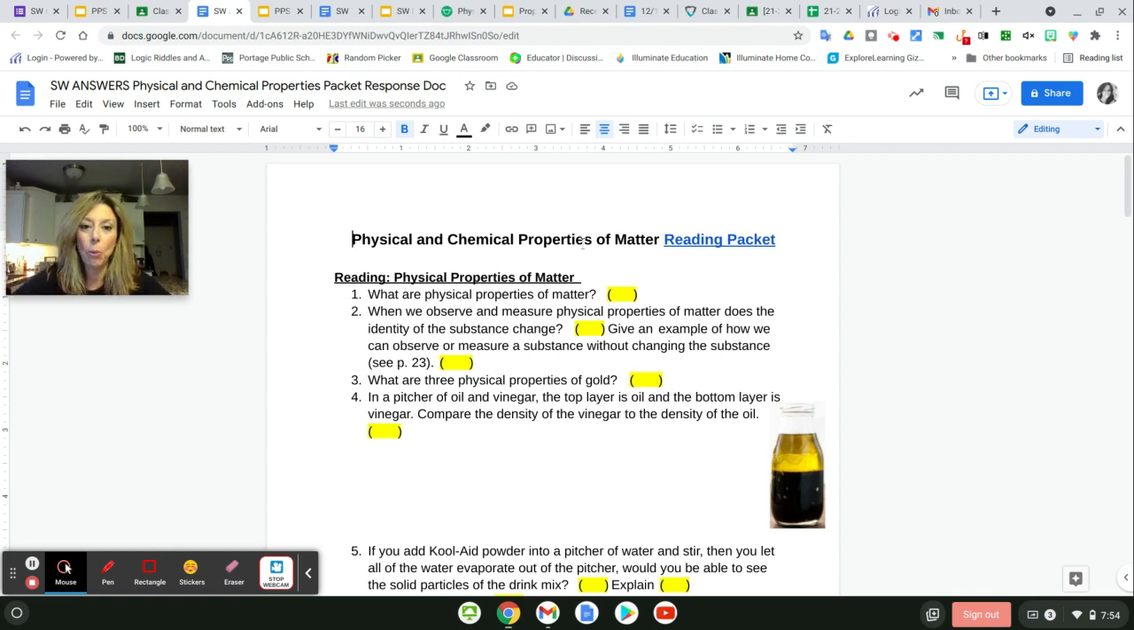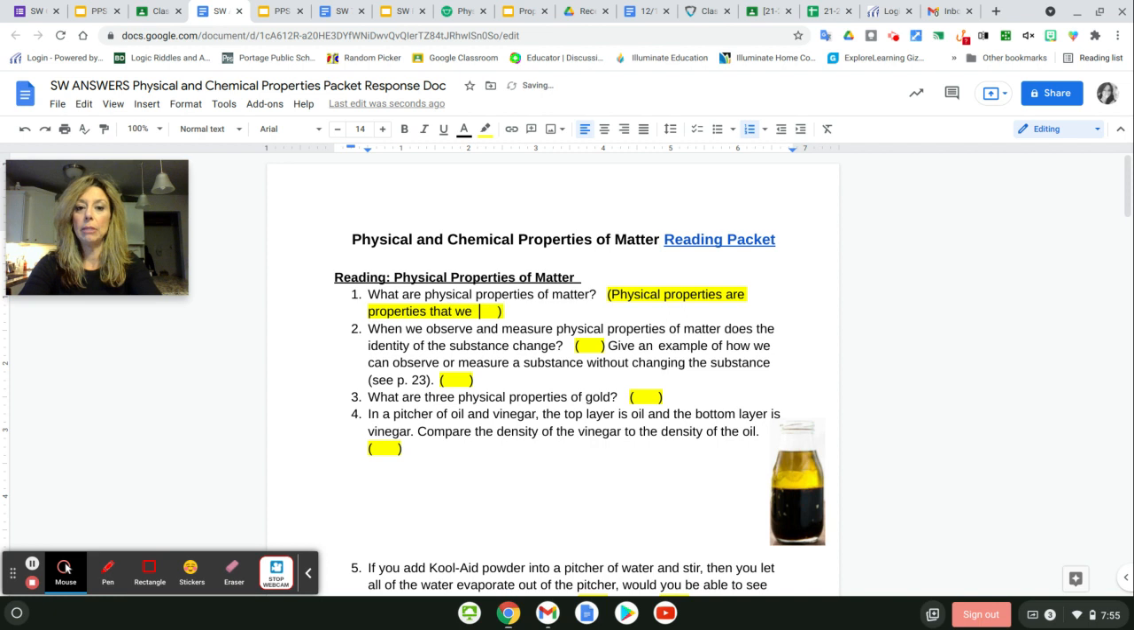Okay. All right. Number one. So what are physical properties of matter? There is a difference between physical properties and chemical properties. Physical properties are just properties that we observe that do not change the identity of the substance. So physical properties are properties that we observe that do not change the identity of a substance.